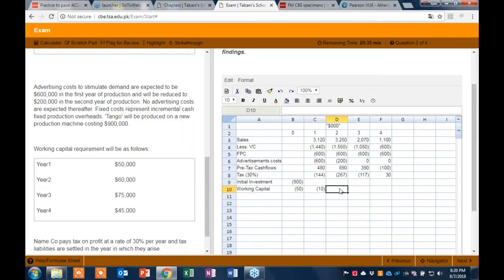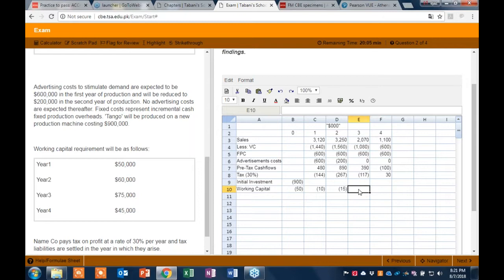Excellent. Yep, it's 15. A further 15 should be invested at the end of year 2. Yep. So for year 4, it says that the working capital requirement will be just 45,000. And remember, at the end of year 2, we have invested up to 75,000. But for the next year, we only need $45,000. So what do you think? What should I write here?